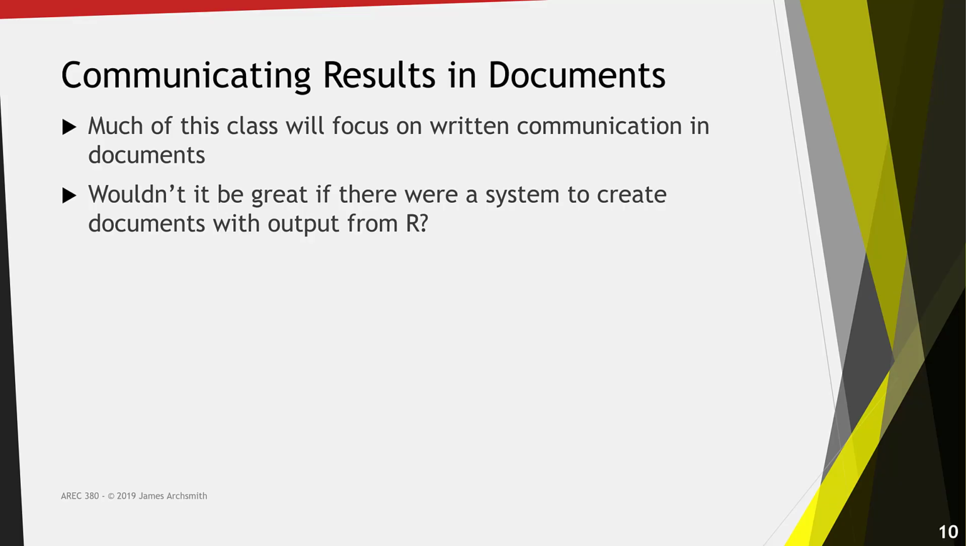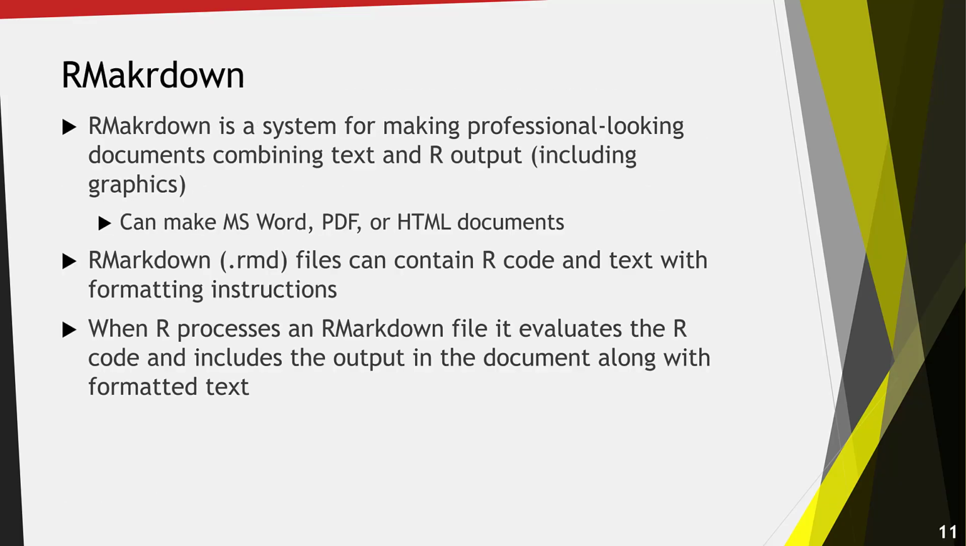Wouldn't it be great if there was a system to create documents with output from R with very little interaction on your part? In fact, there is. In this section of the course, we'll cover that system, which is called RMarkdown. RMarkdown is a system for making professional-looking documents, combining text and R output, including graphics. It can produce output in a variety of formats, including Microsoft Word, PDF, or HTML documents that you might find on websites. RMarkdown is built on RMarkdown files, which have the RMD extension. They can contain R code and text with formatting instructions.